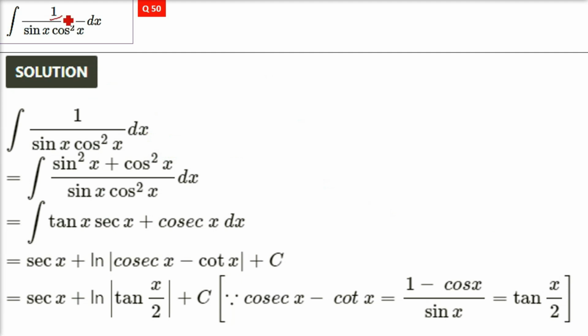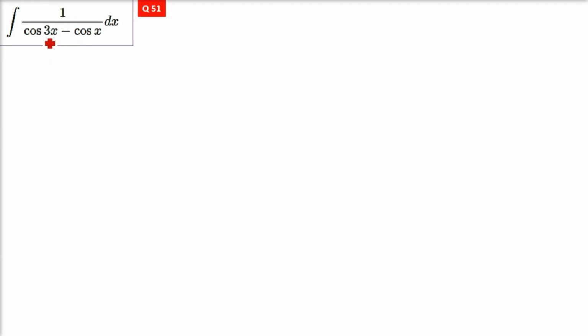Please remember, wherever we have sin square and cos square involved and 1 is there, always take 1 as sin square x plus cos square x. That will certainly give you some result. Now 1 by cos 3x minus cos x. See, cos 3x is what? It's 4 cos cube x minus 3 cos x. You already know this formula. Without this formula being known, it is very difficult to attempt this question.